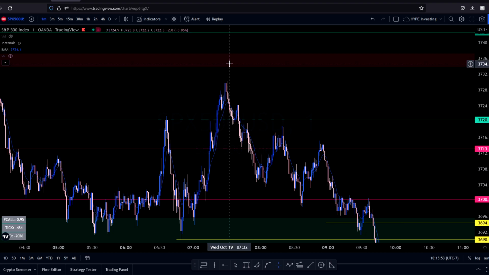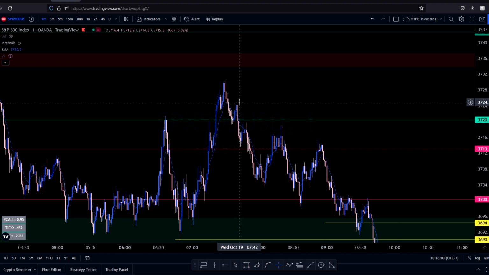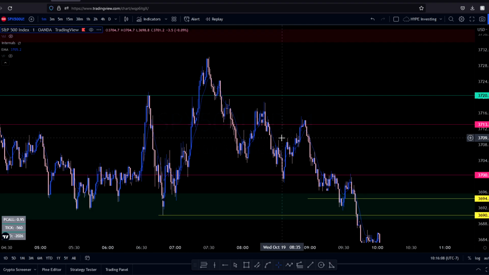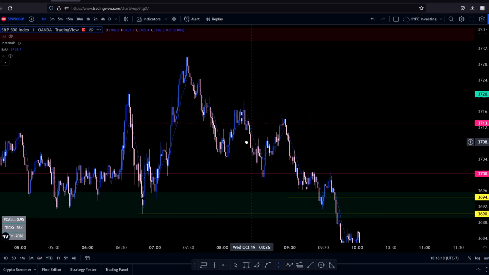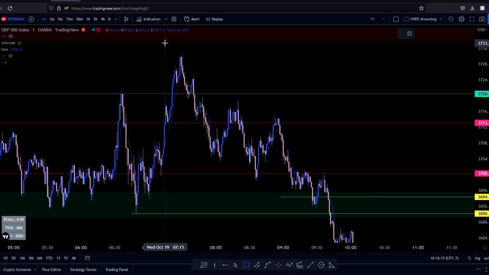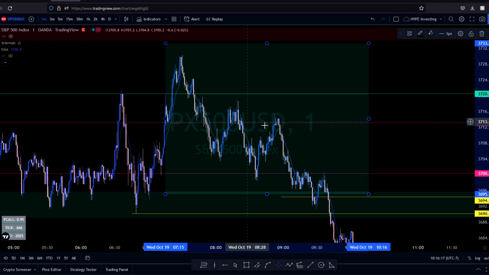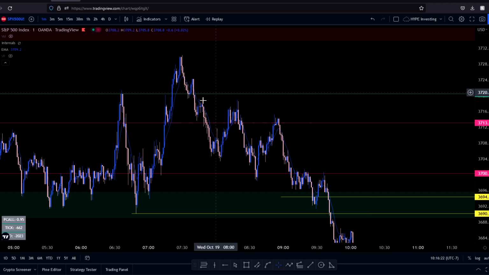Again, we didn't quite hit that zone. If we did, that would have been a perfect entry for puts, but unfortunately it didn't make it that easy for us. So we started rejecting, came back down here, established a lower high, came all the way back down, and then started bouncing. At this point, action got pretty choppy, so I didn't trade any of this at all.